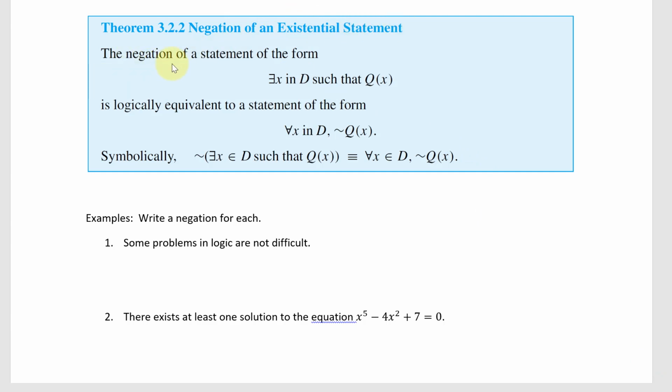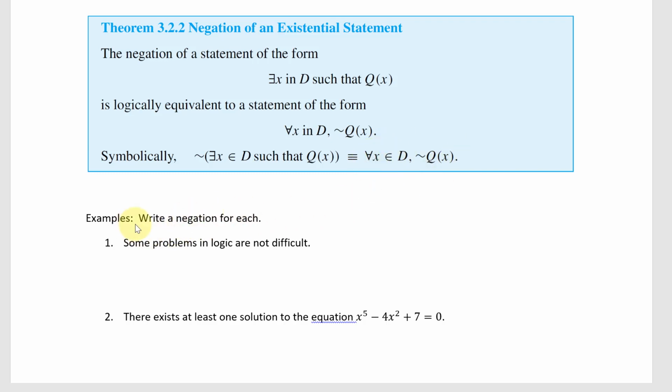We have that the negation of a statement of the form there exists X in D such that Q of X is true is logically equivalent to a statement of the form for all X in D, not Q of X is true. So to negate an existential, you get a universal, whereas you just saw negating universals gave me existential quantifiers. Symbolically, the negation of this existential statement is this universal statement.